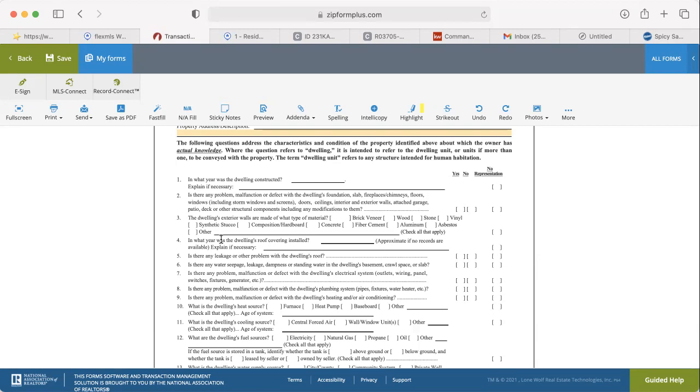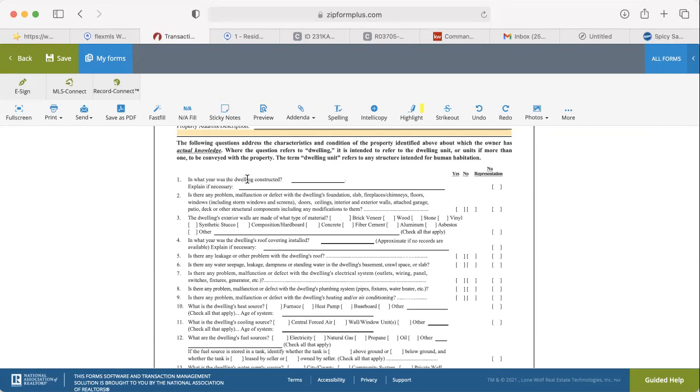So they've got three choices with each of these statements. They can say, yes, there is something wrong, or no, there is not, or no representation. No representation means I'm not willing to make any representation to the condition of the property with regard to that item.